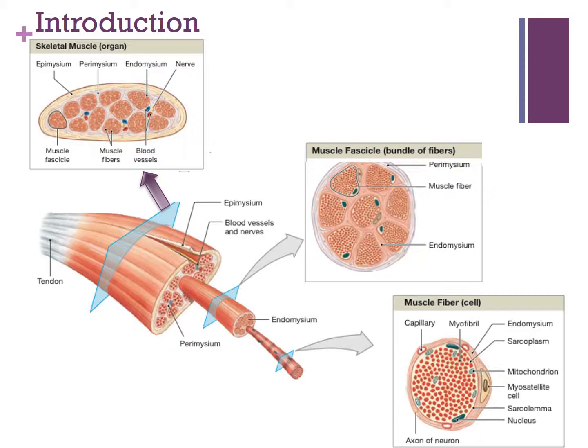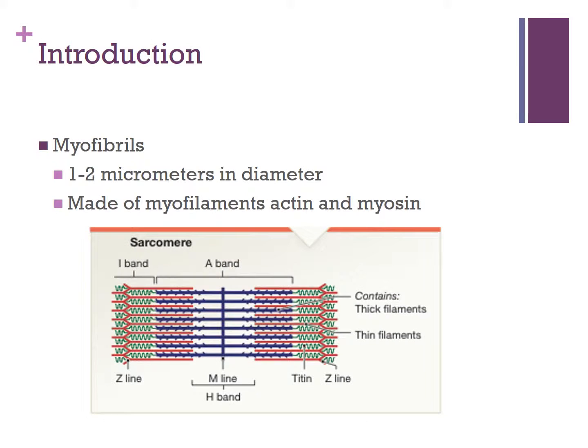So the endomysium covers each individual muscle fiber. As you can see, skeletal muscle is multinucleated. It also is made up of the organelles called myofibrils. Myofibrils are 1 to 2 micrometers in diameter. They're made up of myofilaments, actin and myosin. The actin and myosin make up a sarcomere, which is the basic unit of contraction of muscle.